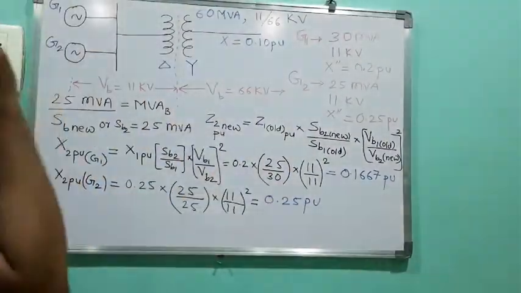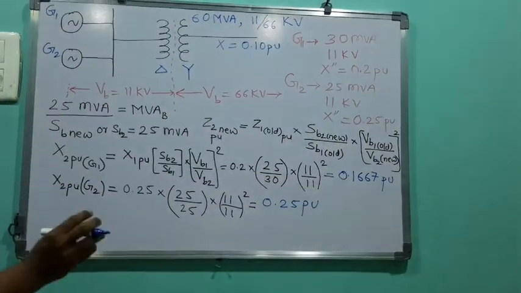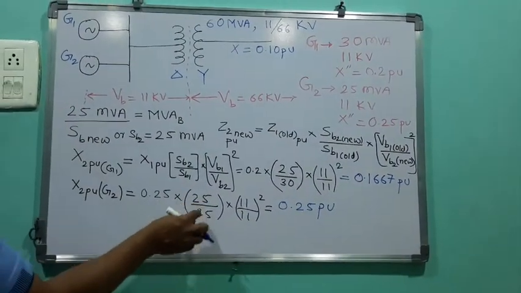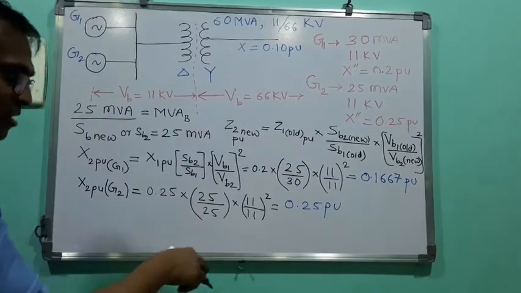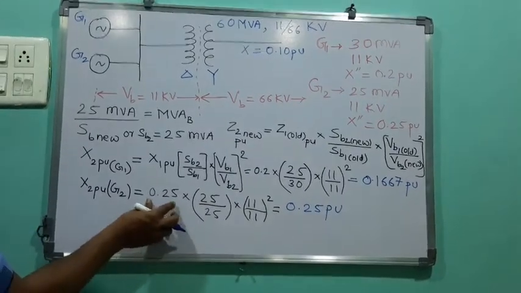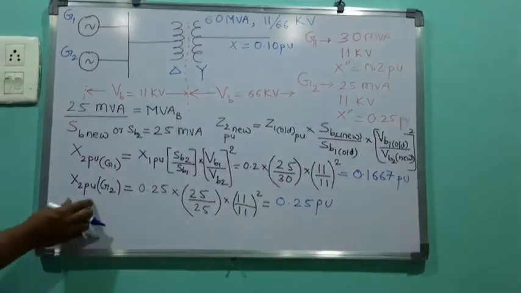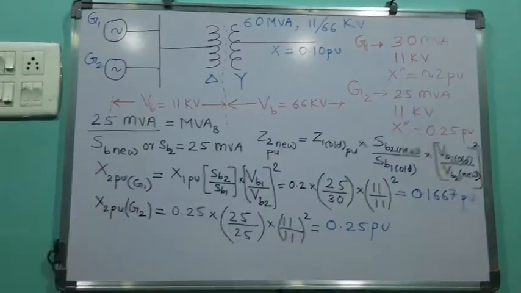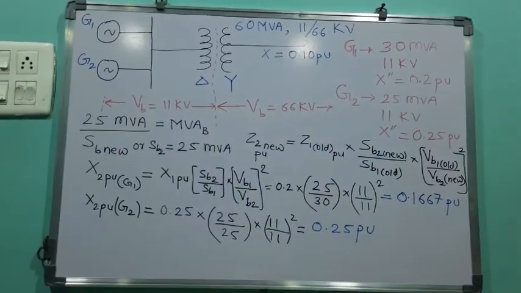That means we are getting the same value as here. Why? Because this is 0.25, 25 gets cancelled, 11 gets cancelled, so the remaining is 0.25. So this is nothing but x2 per unit. For generator 2, we are getting 0.25.